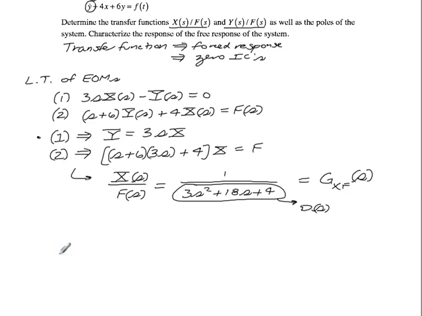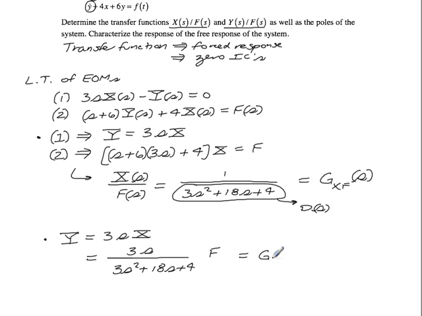Then for the second part on transfer functions, if we want to know y of s, we get from equation 1 that y of s is equal to 3s times x. We substitute in our relationship that we got for x above, so this becomes 3s divided by 3s squared plus 18s plus 4 times f of s, and that is our transfer function between y and f.